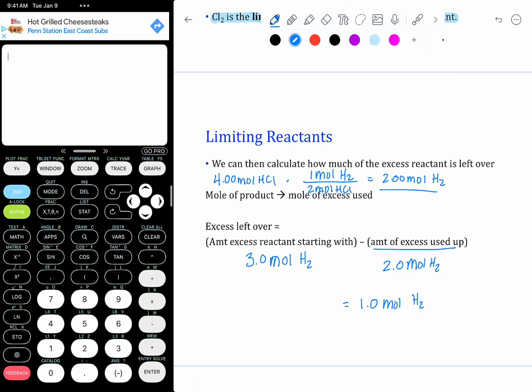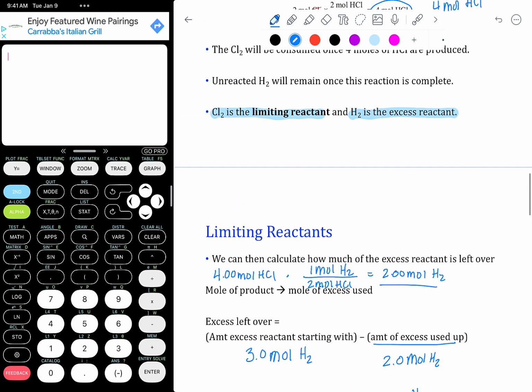If we go back to our hot dog example, I used up all 6 buns, meaning I used up 6 of my 8 hot dogs. So I have 2 hot dogs left over. I have 2 excess hot dogs that went bunless and probably went in the trash. So the concept here is the same. I know how much I started with. I know how much I used up in that reaction based off of the limiting reactant, based on how much of the lesser amount of product was made. And I can calculate how much of my excess reactant is left over.